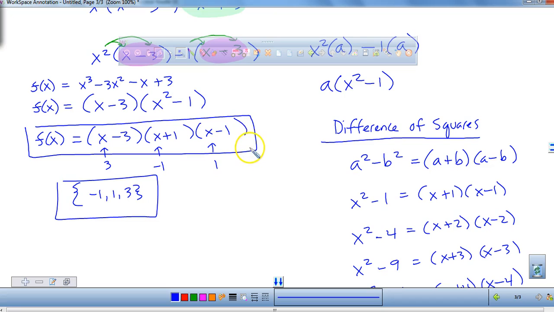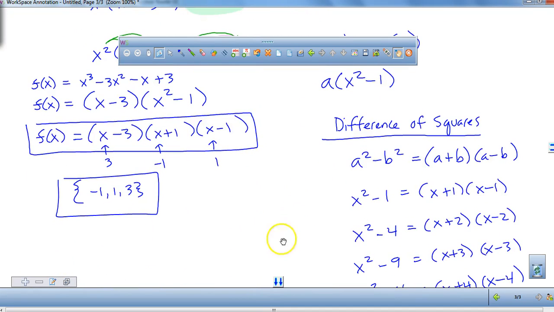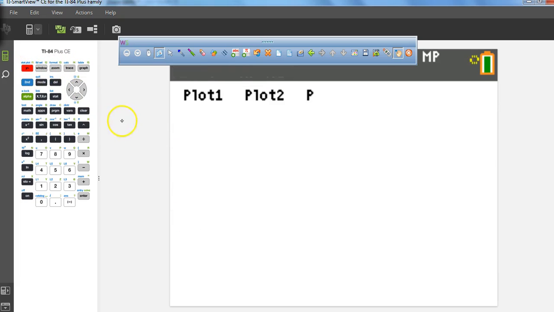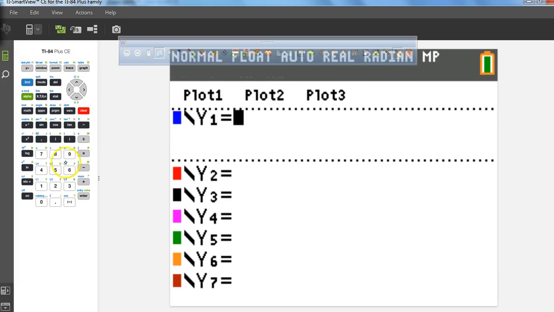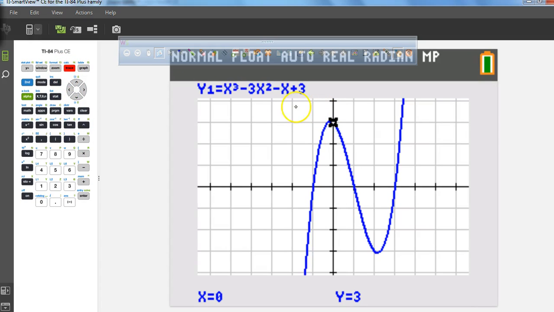But what I want us to do right now is go to the graphing calculator. We're going to type in this original function right here. Remember, the original function was x cubed minus 3x squared minus x plus 3. So I'm going to go ahead and do that. Go y equals, go x cubed minus 3x squared minus x plus 3. And I'm going to hit, nope, not. There we go. So there's our function right there.